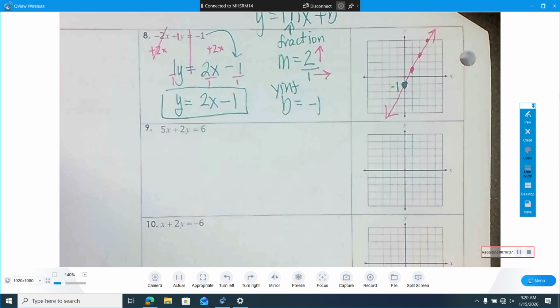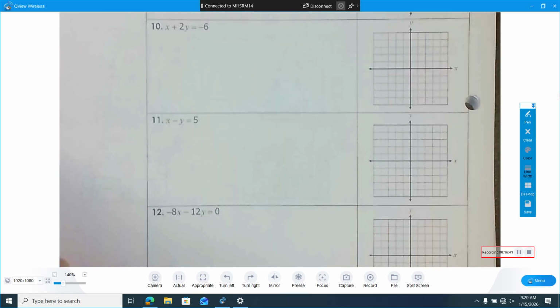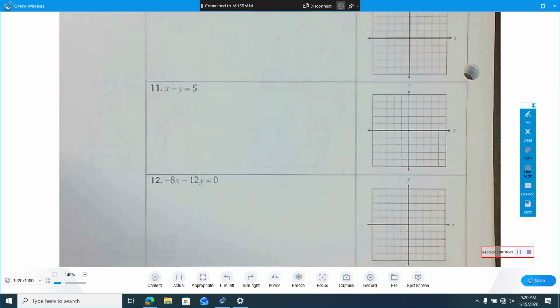All right. Let's skip down. I think you're doing quite well. Let's skip down here to 11 and 12, and then I think we'll probably be good.